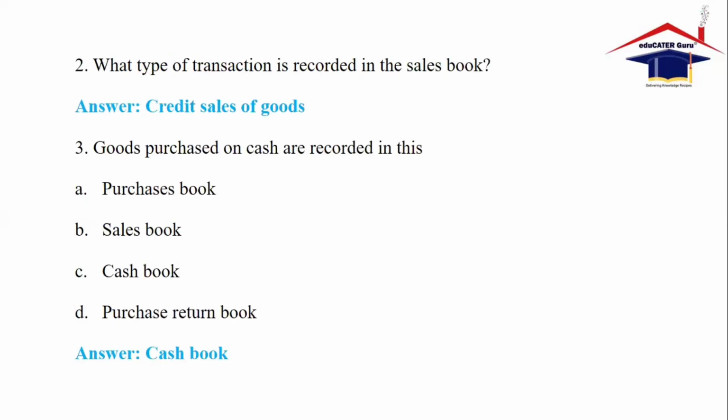What type of transactions are recorded in sales book? Answer, credit sales of goods. Only credit transactions are recorded in sales book. All cash transactions will come under cash book.